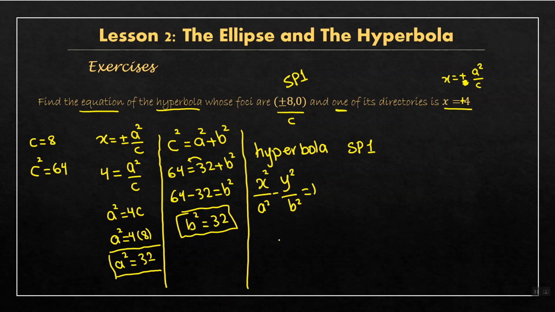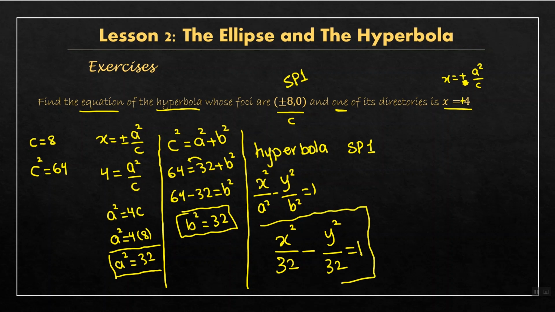So let's write them down. So we're going to have the following. x squared over a squared, which is 32, minus y squared over b squared, which is also 32, is equal to 1. This is the equation of the hyperbola. Now notice that if these two numbers are equal and this is a plus, it's a circle. It's a special case of the ellipse, which is a circle. But if it's minus, it's a hyperbola.